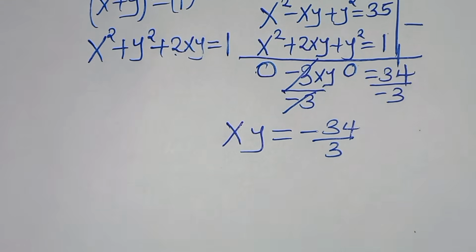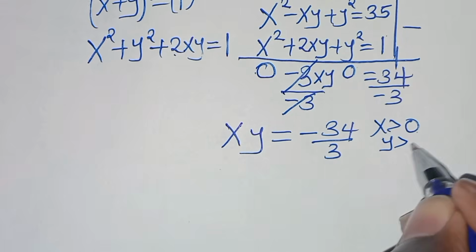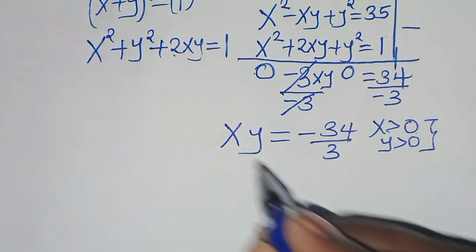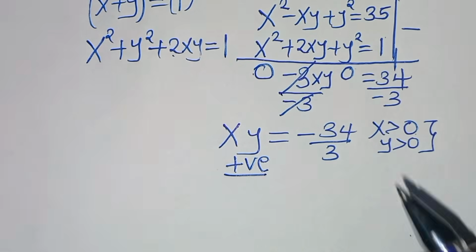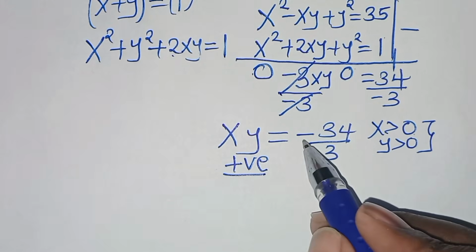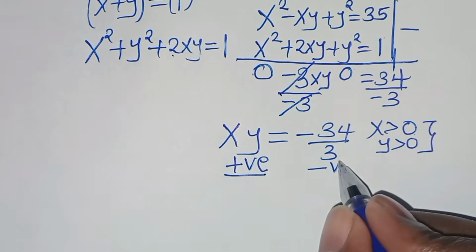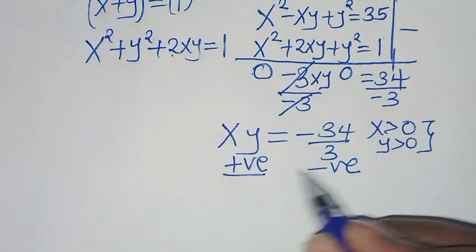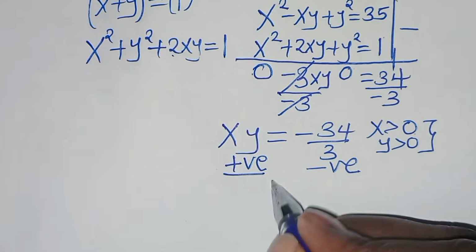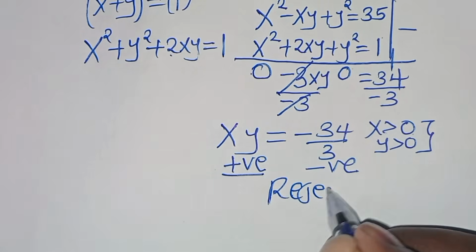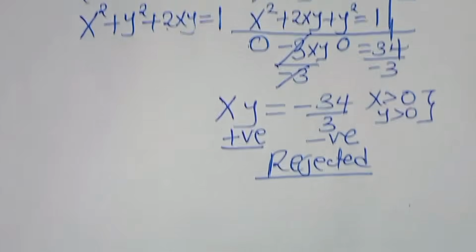So remember here, x is greater than 0 and y is also greater than 0. So this x times y, this is a positive number. And this implies that here we have minus 34 over 3, which is a negative value. So this violates the condition since x is greater than 0 and y is greater than 0. So this part of case 1 is rejected. Let's proceed to case 2 from here.